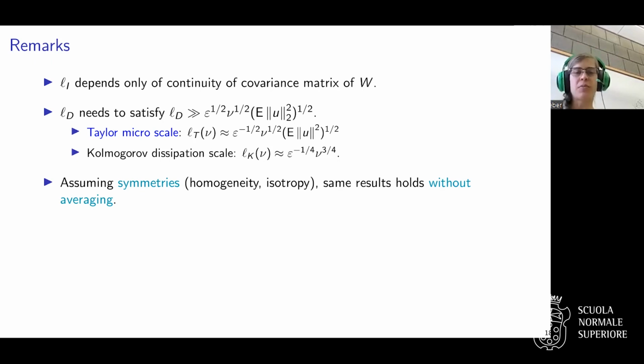Now, if you assume symmetry, so if you assume homogeneity or isotropy or a local version of this, one can show the same result without taking the averages from before. The homogeneity, as I mentioned before, one can prove that there are homogeneous solutions. For the isotropy, I don't think that is known, and it may not be possible.